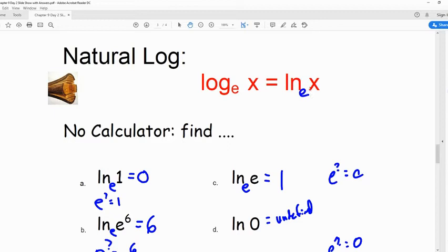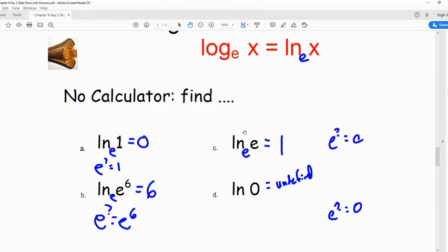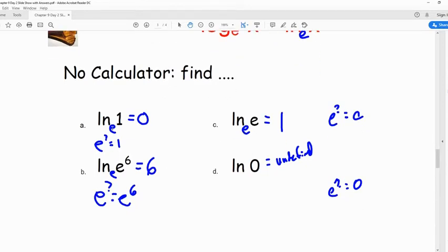So as we're starting these out, I would encourage you to just write that in there so you realize that e is the base. Just like on the first questions of today, 10 was the base when it was a common log, when it was log without anything else written. All right, so without a calculator, let's see if we can find these.